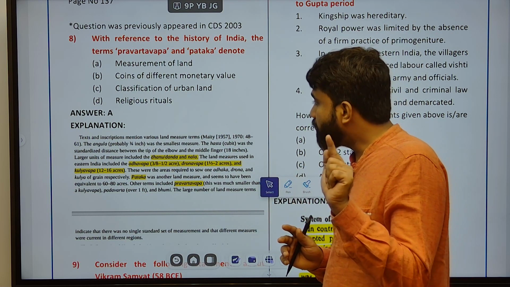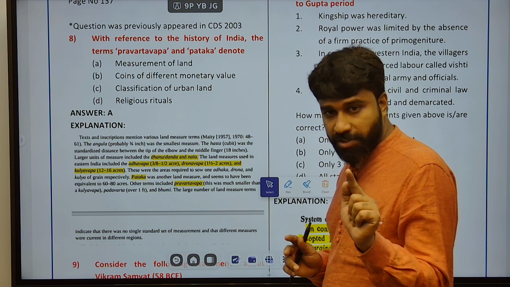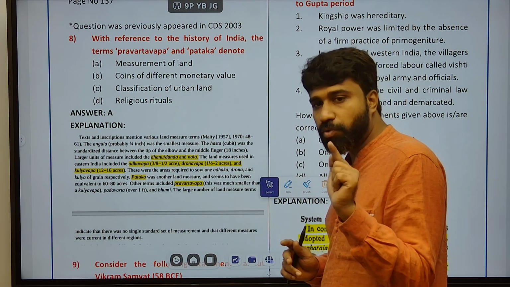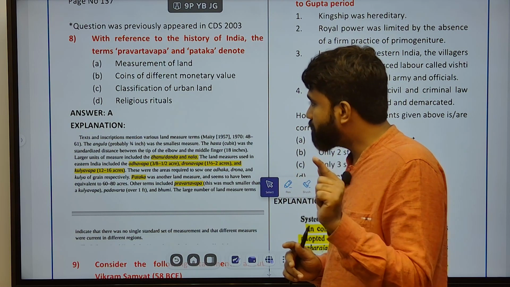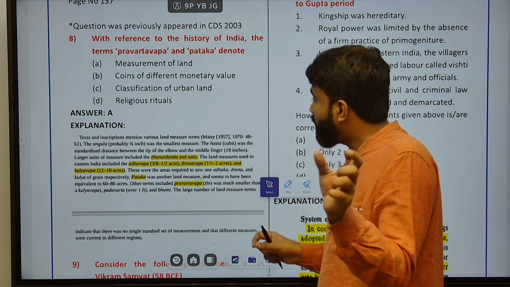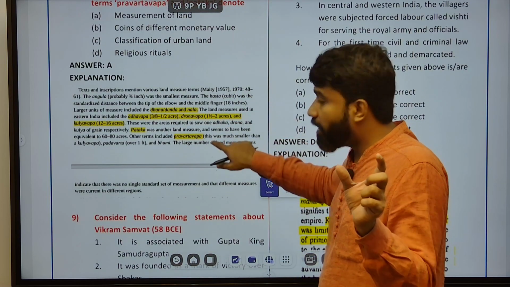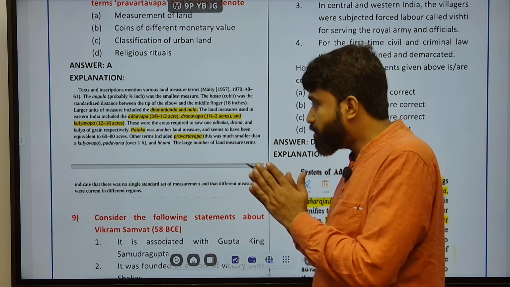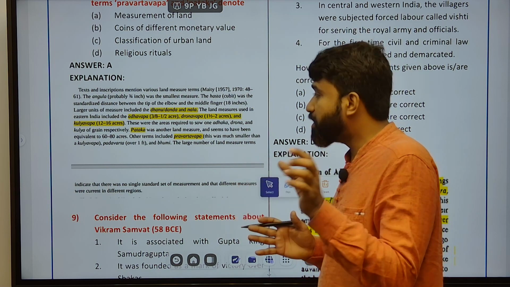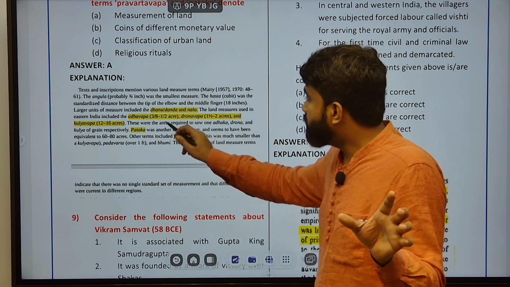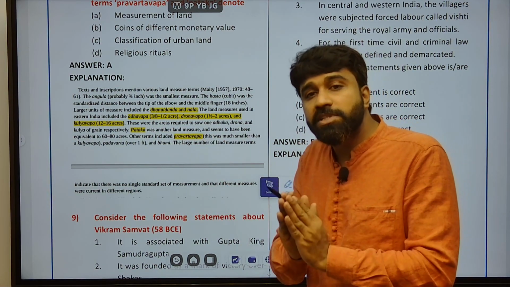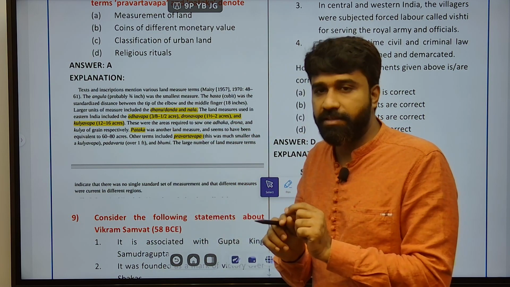Angula, having three-fourths of an inch, was used to measure the land. This is one such denomination. The terms are related to the measurement of land. Here, Pataka is another land measure which consists of around 60 to 80 acres. And next, Pravartavapa is much smaller than Kulyavapa. Advapa, Dronavapa, Kulyavapa are terms related to measuring the land, simple.